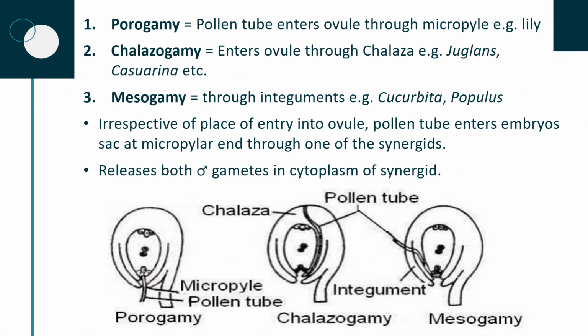After reaching the ovary, the pollen tube enters the ovule through one of the following routes. It is porogamy when the entry is through the micropyle, chalazogamy when through the chalaza, and mesogamy when it is through the integuments. Now, the pollen tube may take any of these routes to enter the ovule, but irrespective of that, the entry of the pollen tube into the embryo sac is always through one of the synergids at the micropylar end, and once inside it will release both the male gametes into the cytoplasm of the synergid.